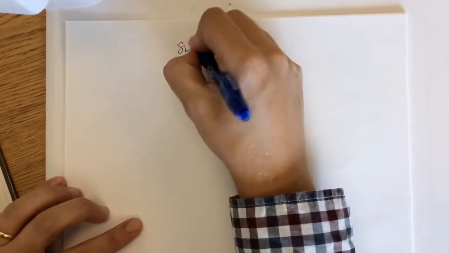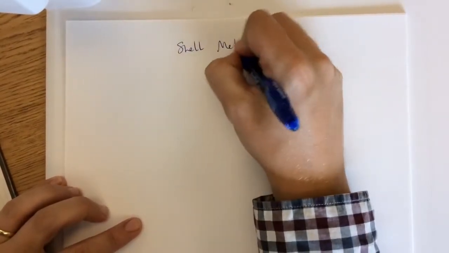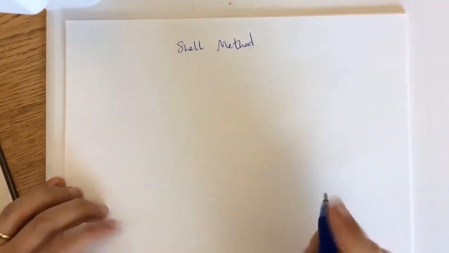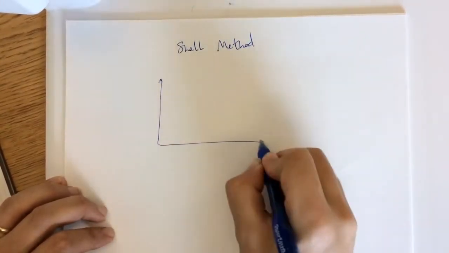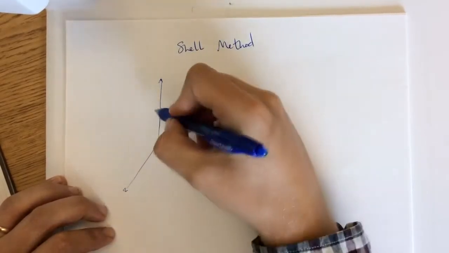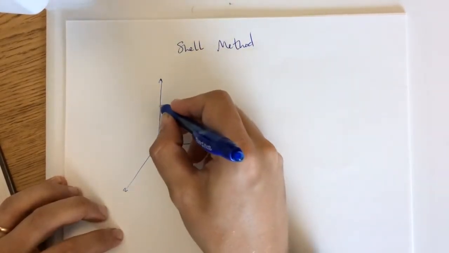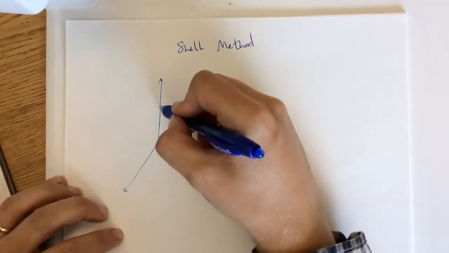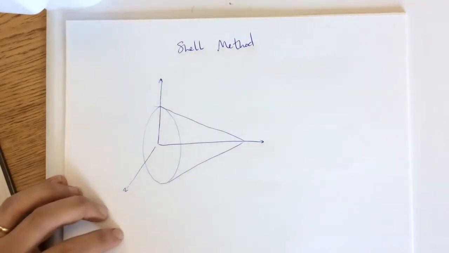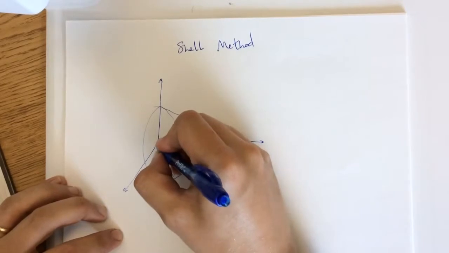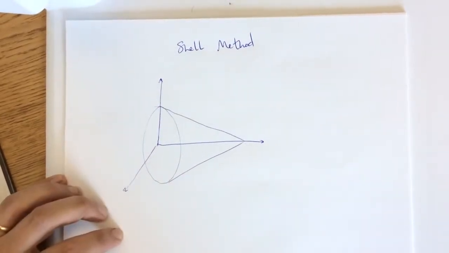Let's continue our discussion of solids of revolution with the shell method. So we're going to discuss the shell method for computing the volume of a solid of revolution. Suppose we have a solid of revolution that is a cone. A cone is a solid of revolution given by a function that is a line. So this is just a right cone.